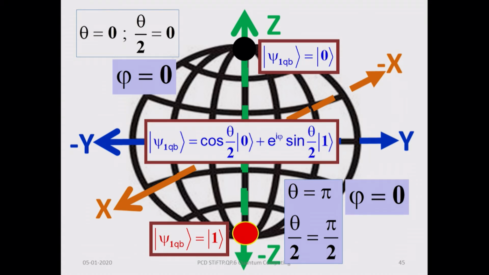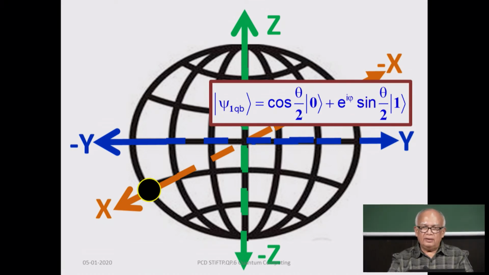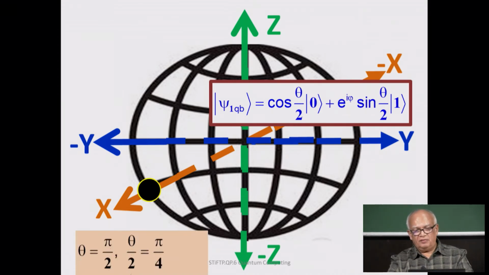So, on the Bloch sphere, these orthogonal states are antipodal: one is at the north pole, the other is at the south pole. Okay. So, consider this point on the x axis. What is the theta angle now? Pi by 2. And what is theta by 2? Pi by 4. So, put cosine theta by 2, sine theta by 2, which is now pi by 4, and find out what this is.